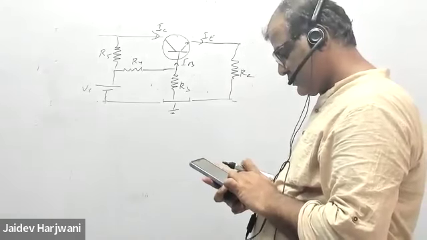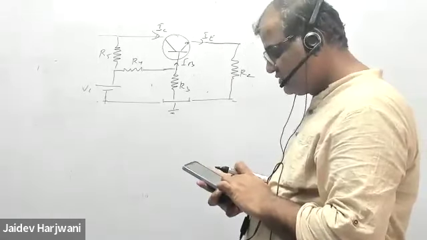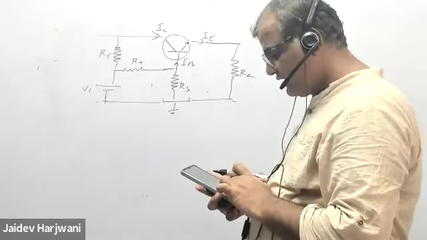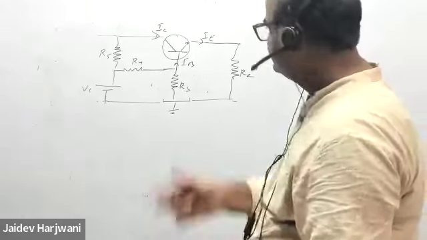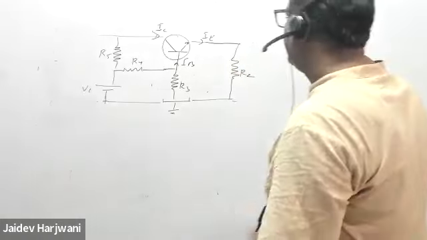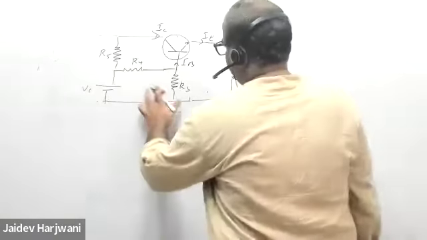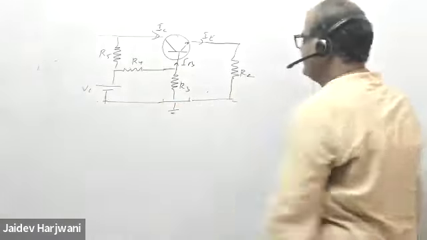Okay, so let us take VB is 0 in this question. If it's not given, we can take 0. So we have to solve now this question. If you take 0.7 also, we can find out. Okay, let us say.